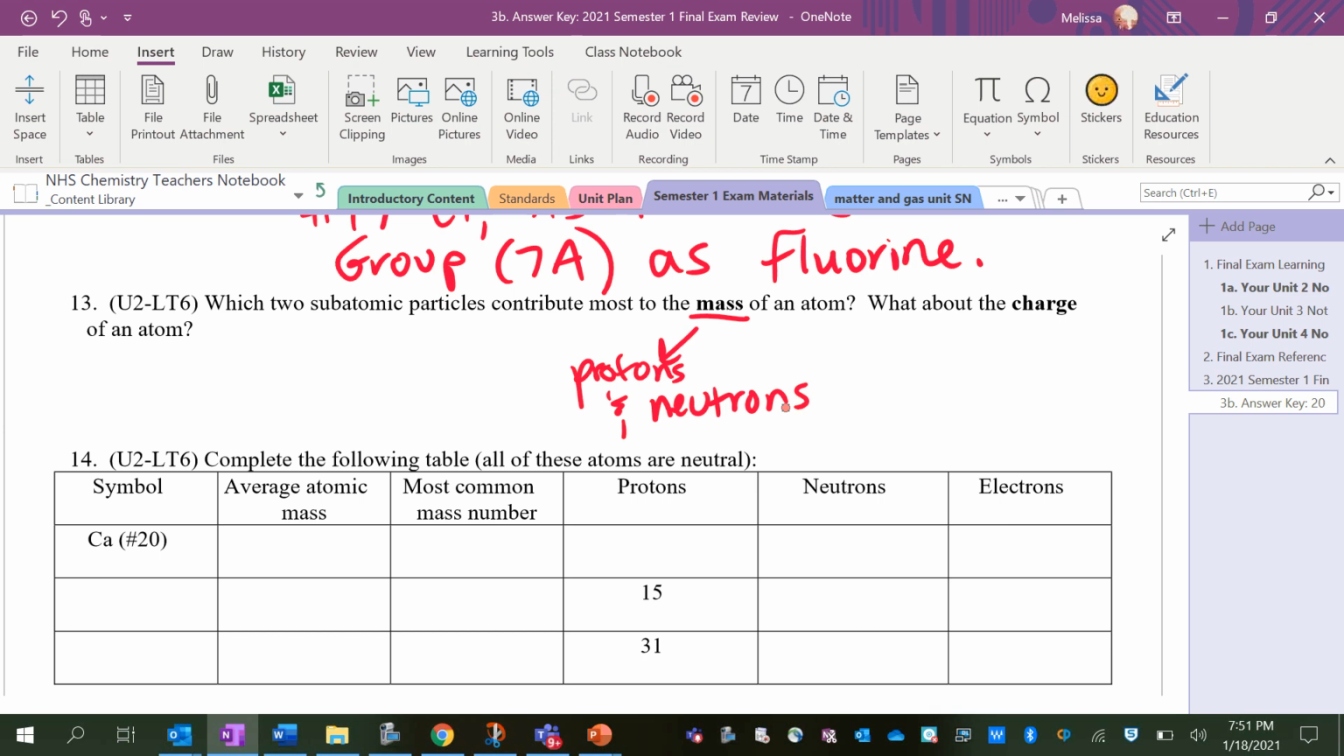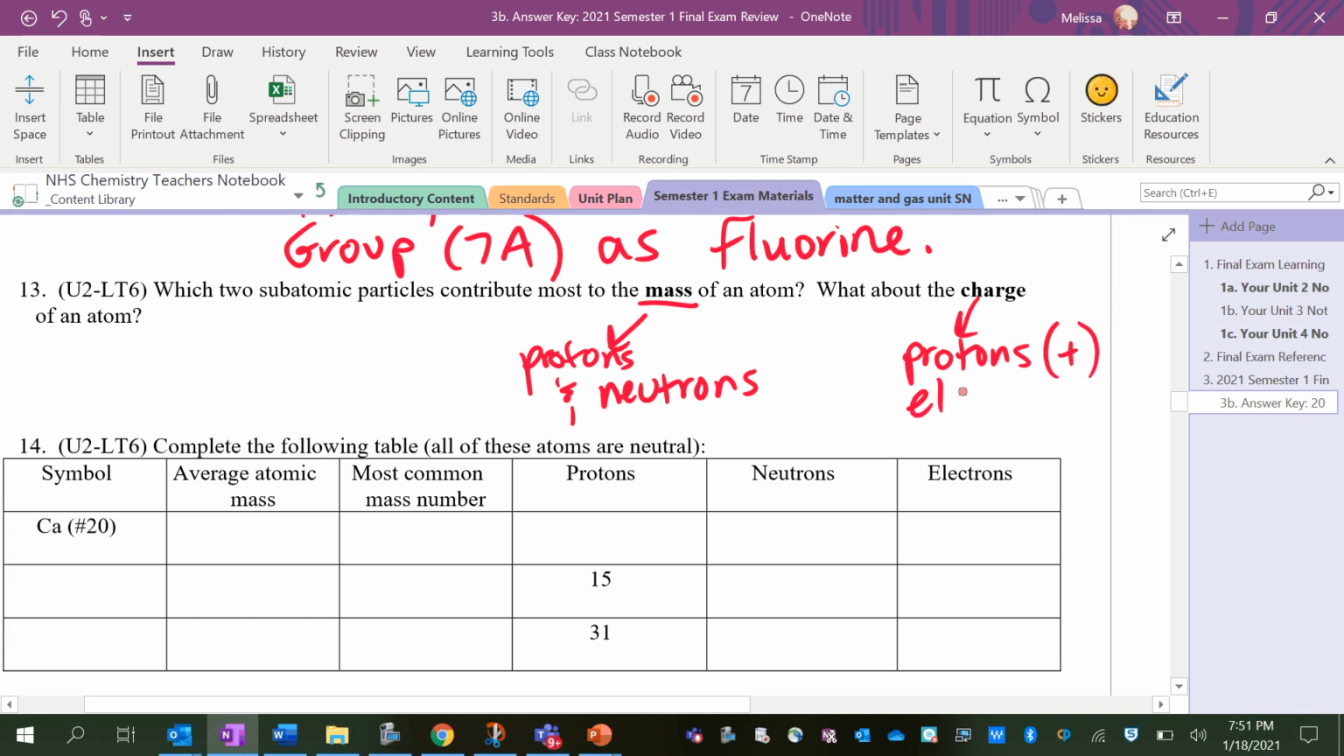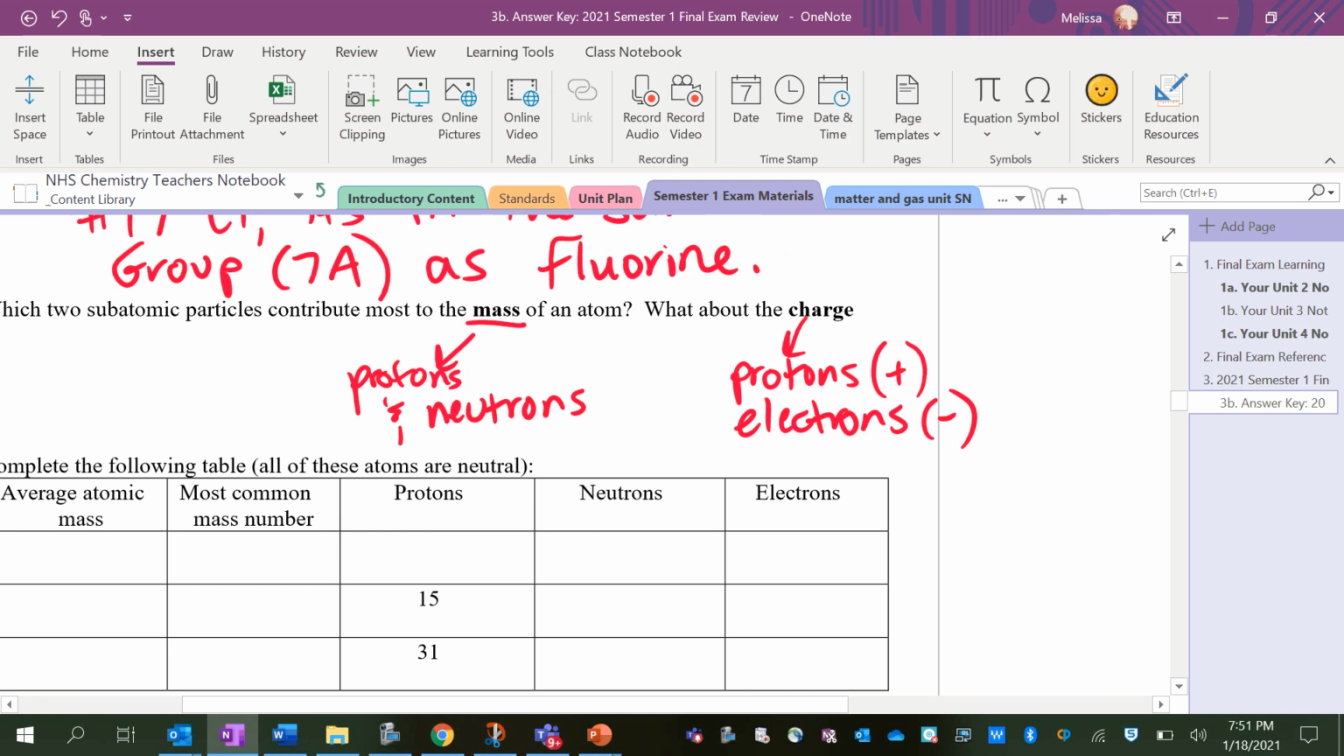How about the charge of an atom? Protons have a positive charge, think P and P, okay? And then electrons have a negative charge. Neutrons have no charge.